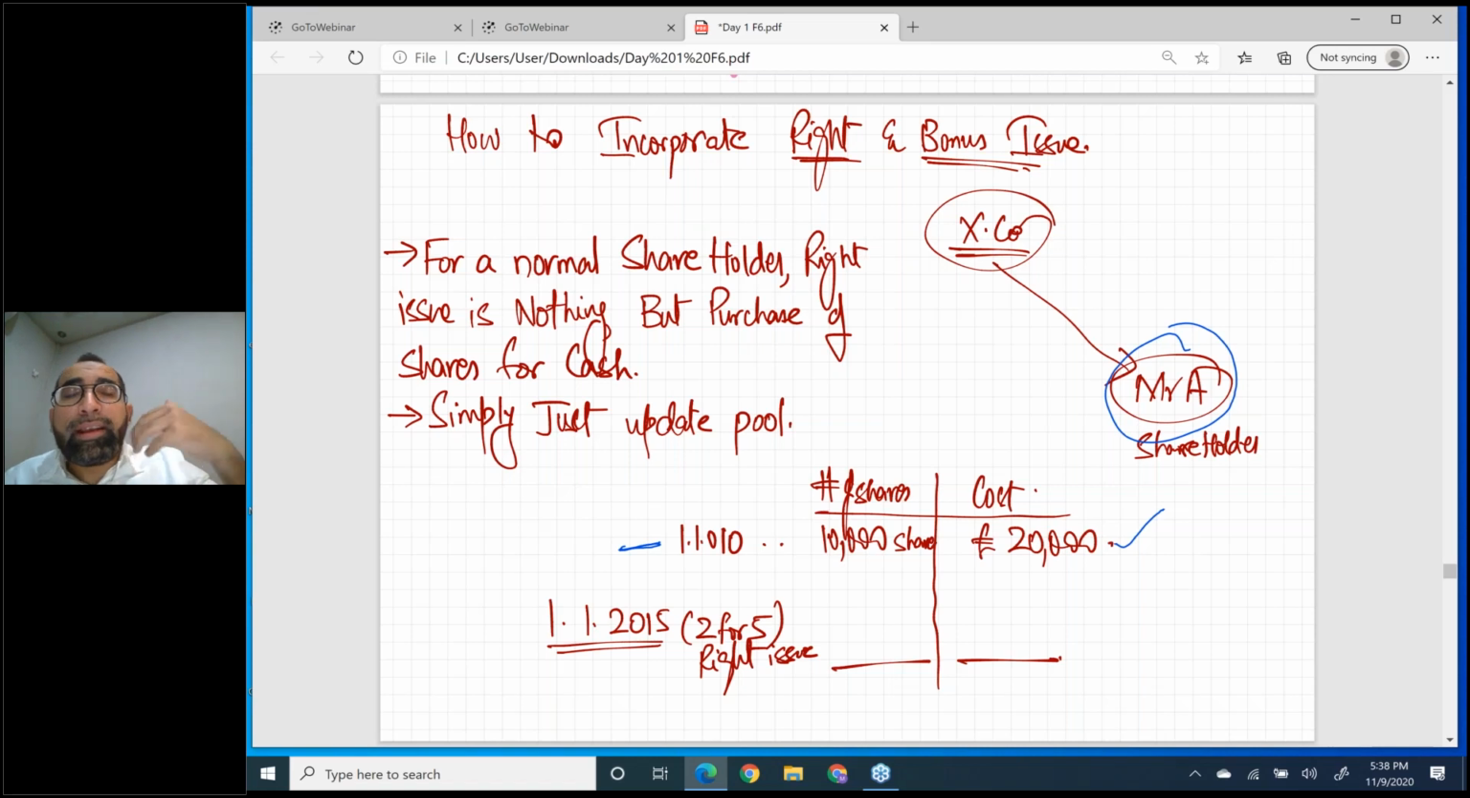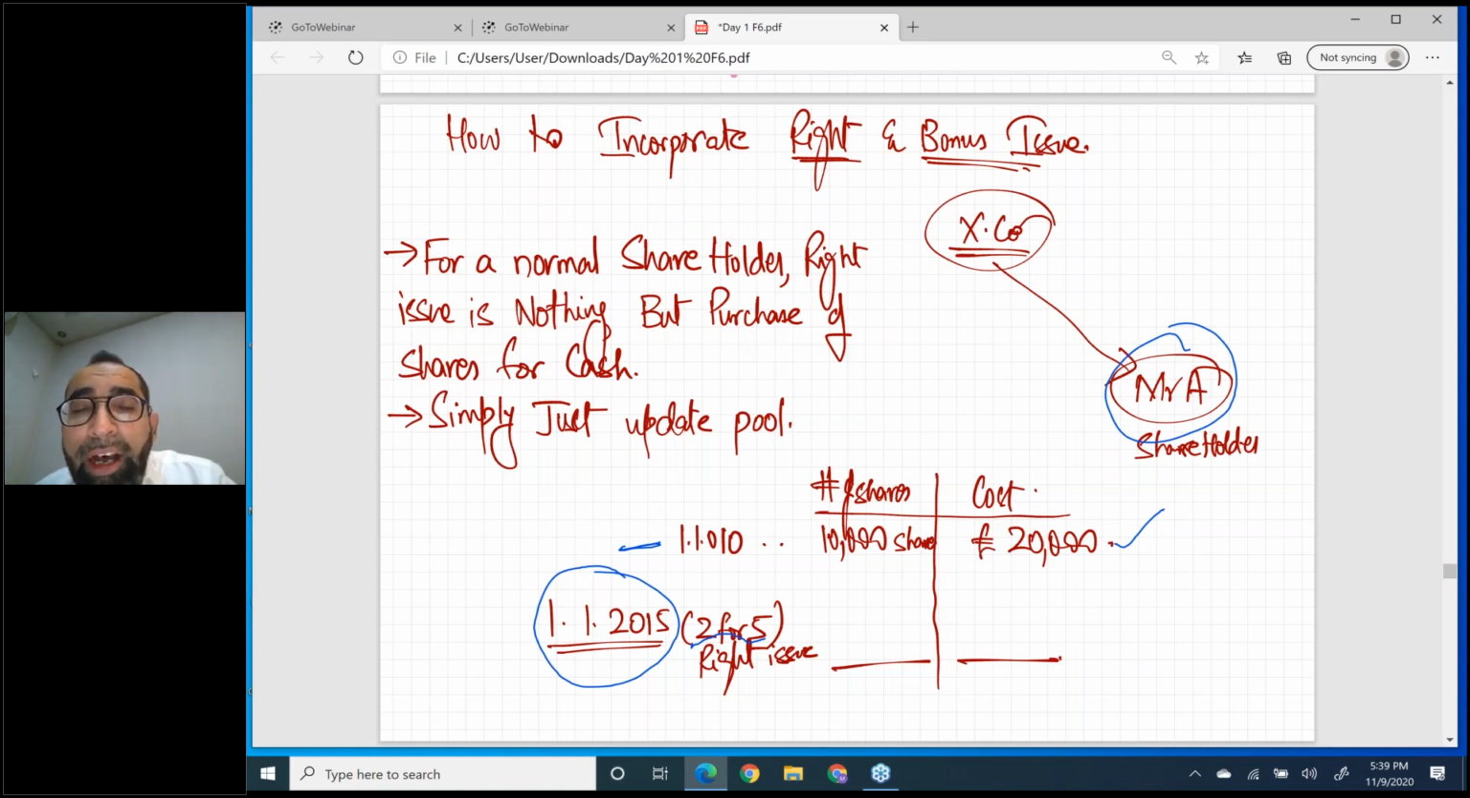Now let us say after 5 years, on 1/1/2015, X company offered a rights issue of 2 for 5. Obviously a rights issue offer is given to all shareholders, so Mr. A will also be getting this offer. Now let us say in the question it is written that Mr. A subscribed to these shares. Now 2 for 5, 2 upon 5 multiplied by 100, it's 40%. It's a 40% rights issue.